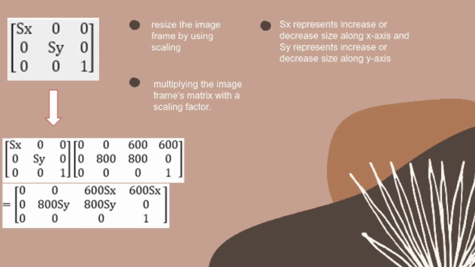The scaling factor matrix is represented in a 3x3 identity matrix with a little modification, where Sx represents increase or decrease in size along the x-axis and Sy represents increase or decrease in size along the y-axis. A scaling factor Sx and Sy that is greater than 0 will result in right or upward movement respectively, while a scaling factor Sx and Sy that is less than 0 will result in left or downward movement respectively. Therefore, the scaling for the image frame we chose above will have the form below.